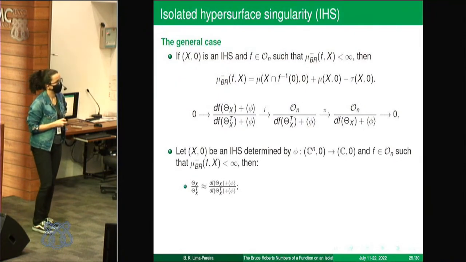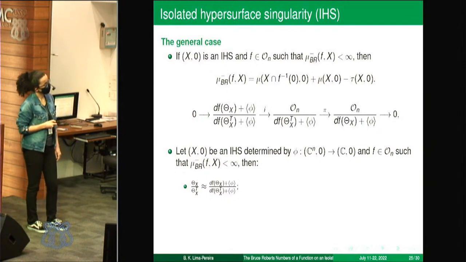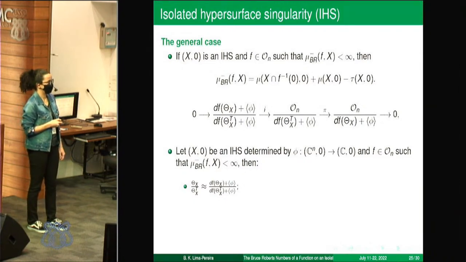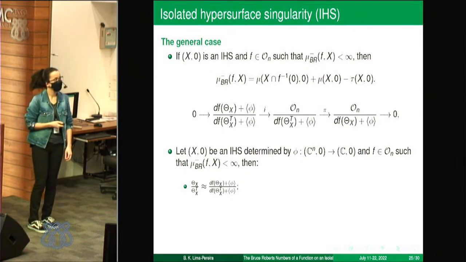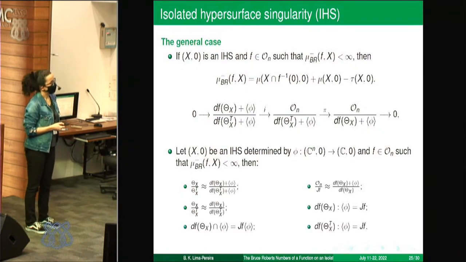So we consider X, the isolated hypersurface singularity determined by phi, and f, a function germ, such that this number is finite. So we prove this isomorphism, and this isomorphism says to us that the dimension of this quotient as a C-vector space is equal to the Tjurina number, because we know that the dimension of this one is equal to the Tjurina number. Well, but proving this isomorphism is not easy, and actually we prove all these equivalent relations.